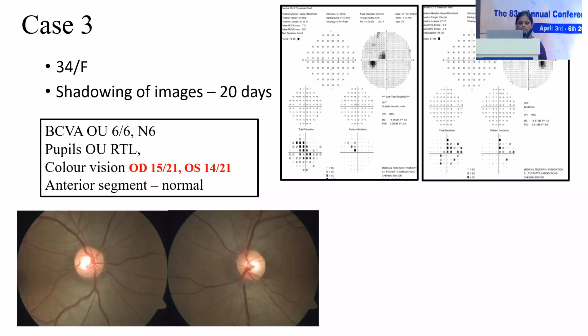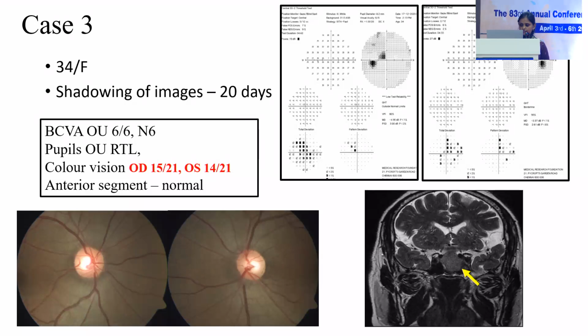The third case is of a 34-year-old female whose only complaint was shadowing of images since 20 days. Her visual acuity and pupillary evaluation were normal too. She had mild dyschromatopsia, and as we can see, the fundus was normal. On close evaluation of her fields, we can see that she has a central scotoma in the left eye and a supratemporal defect in the right eye, indicating a junctional scotoma. This gives an indication that she had an SOL, which was proven by the MRI.